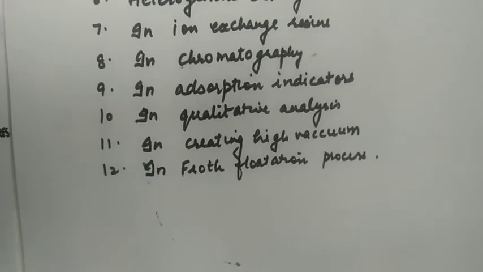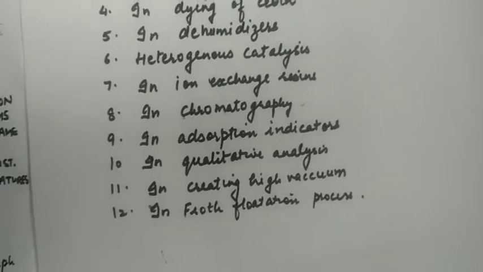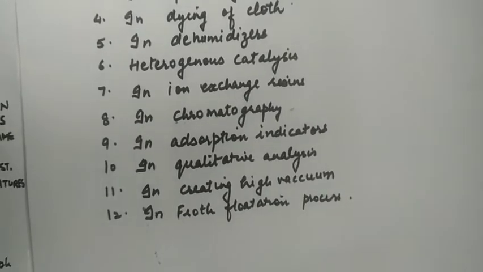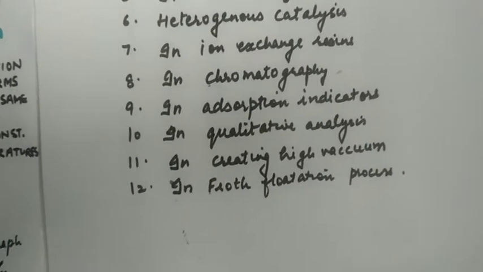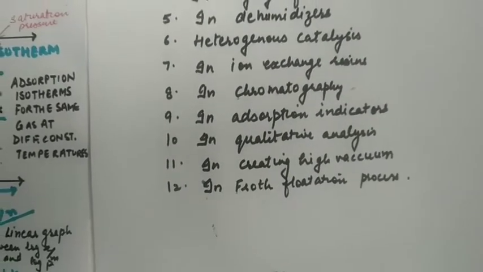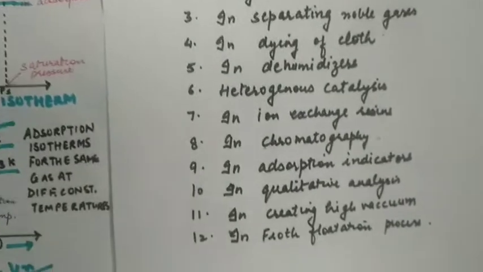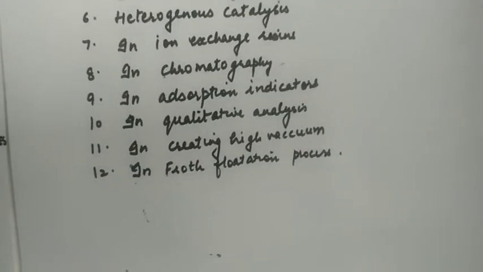In adsorption indicators, in many titrations, dyes such as eosin and fluorescein are used as adsorption indicators. These indicators are adsorbed by the precipitates more than the solutions. Qualitative analysis. Certain qualitative tests such as the lake test for the confirmation of aluminium ions are based upon adsorption. For example, aluminium hydroxide has capacity to adsorb the blue color of the litmus solution.